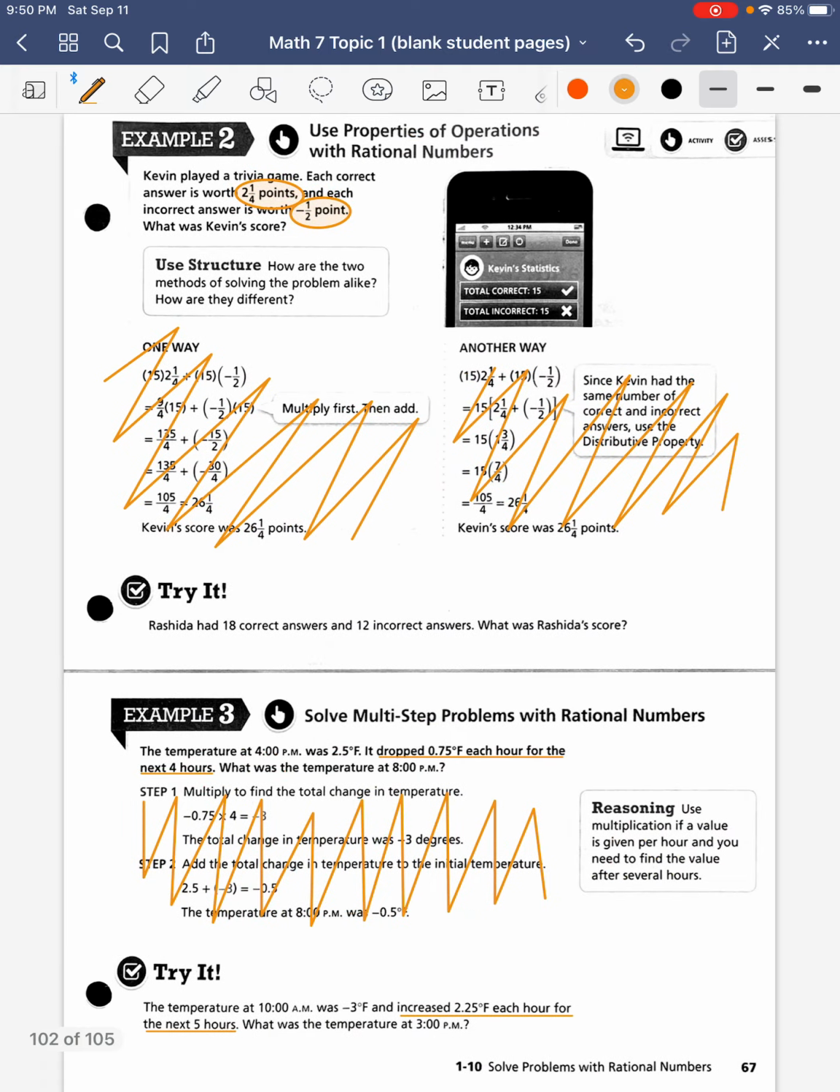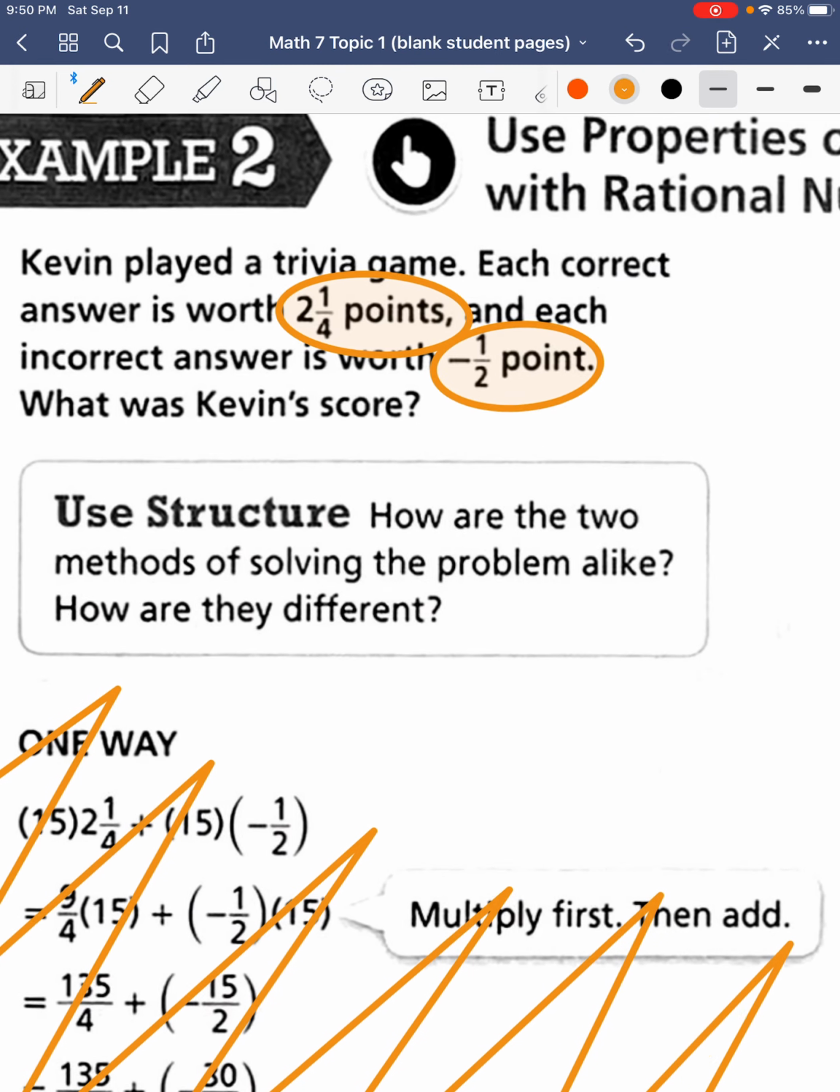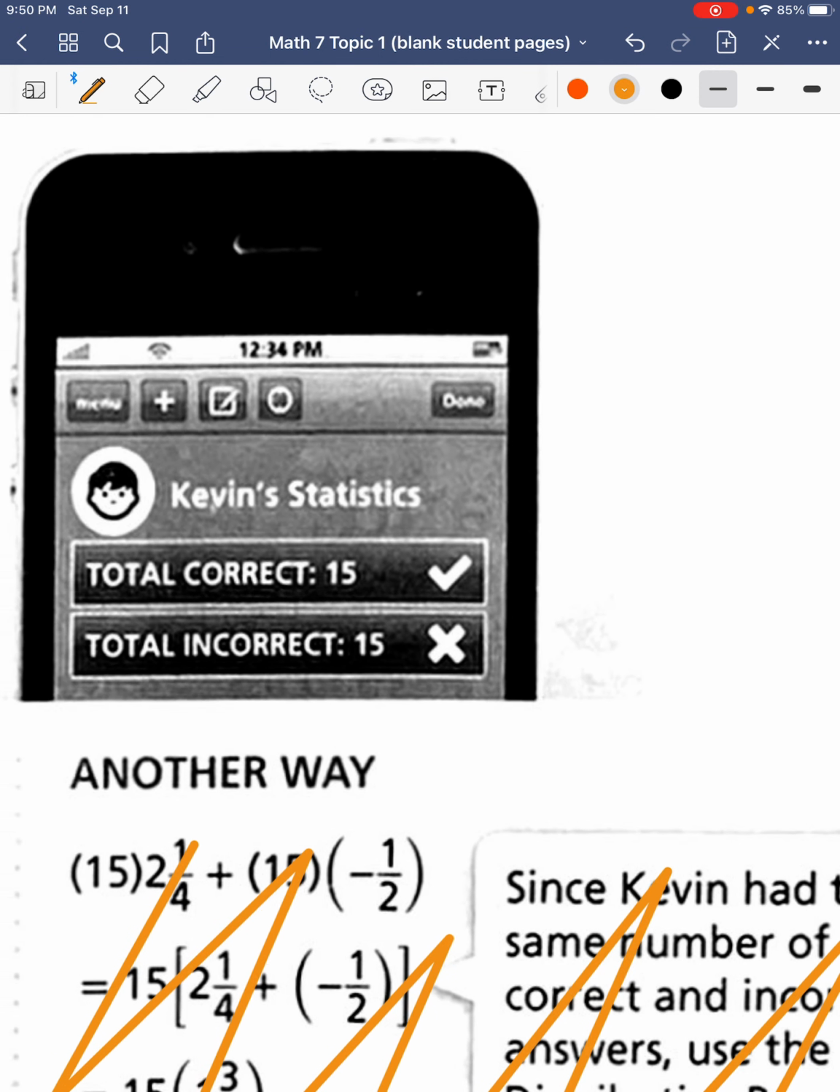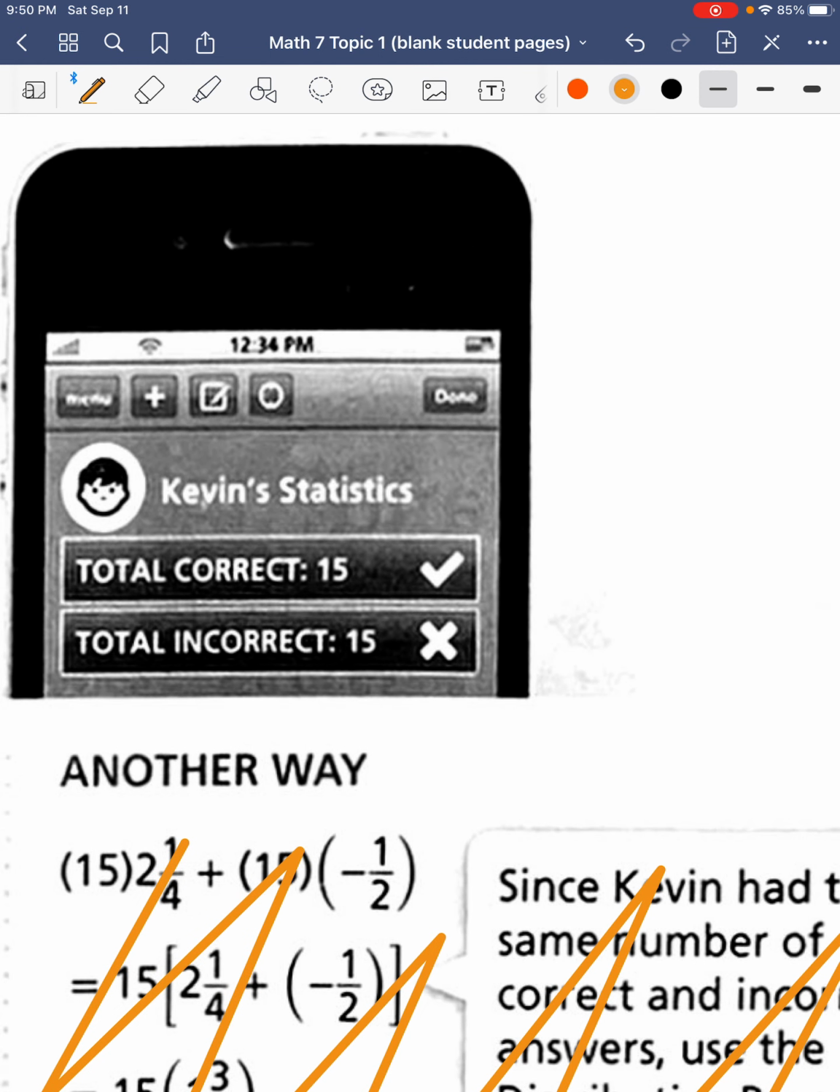Moving on to page 67. Kevin played a trivia game. Each correct answer is worth 2 1/4 points, and each incorrect answer is worth -1/2 point. What was Kevin's score? So we're going to look over here at this little phone, and we can see that he answered 15 correct answers and 15 incorrect answers.